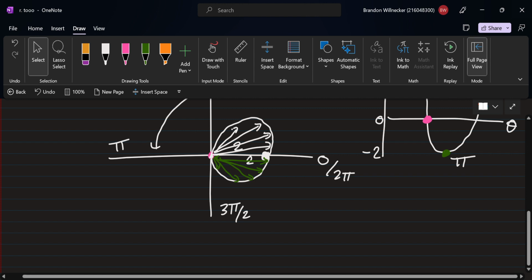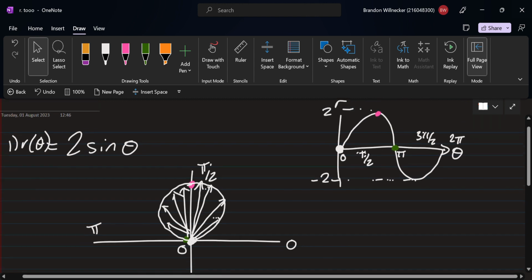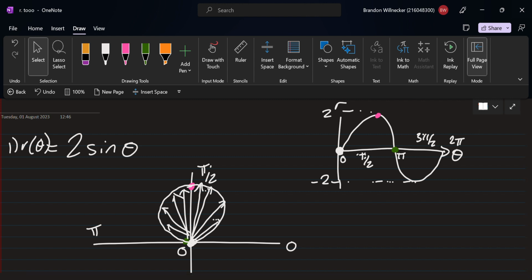In the first drawing, y is 2 on the y-axis, and in the second drawing, it is on the x-axis. Yeah, that's right. Why is it? So here, this bit here is 2, because we've got the 2 there.